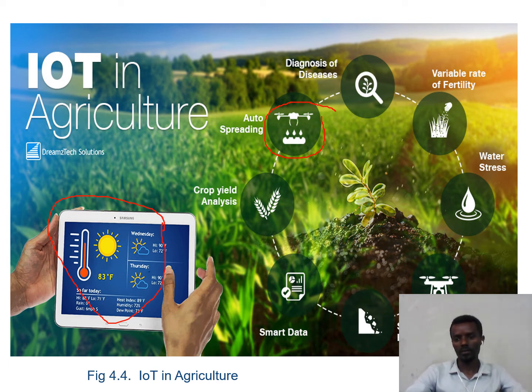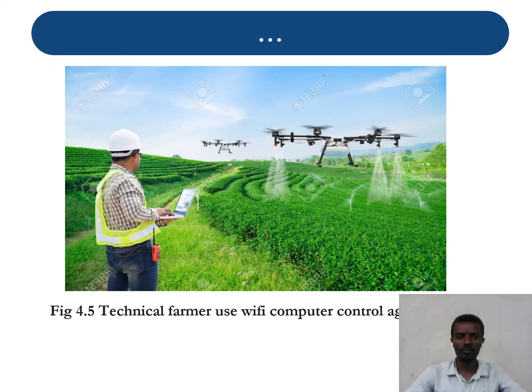So in short, we can say that the Internet of Things can be used in agriculture. For example, this person is distributing maybe chemicals or maybe water for the plants in this smart way. That means he is controlling the computer or the drone by Wi-Fi, or it might be by a remote controller. So this is a smart way of getting the results that can be expected.